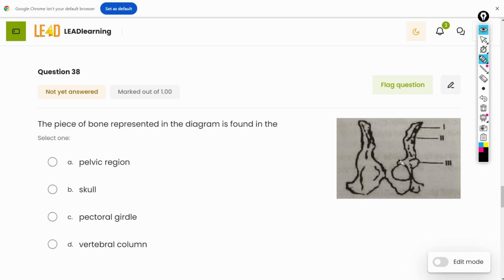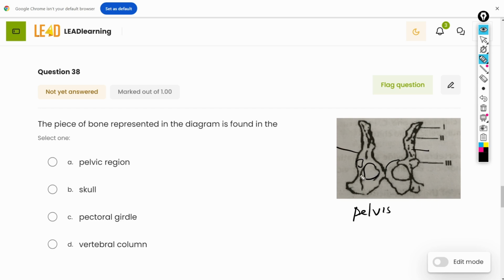Question 8. The piece of bone represented in the diagram is found in the... Now, this bone, you can see two halves. This clearly is the pelvis. This is the right pelvis. This is the left pelvis.